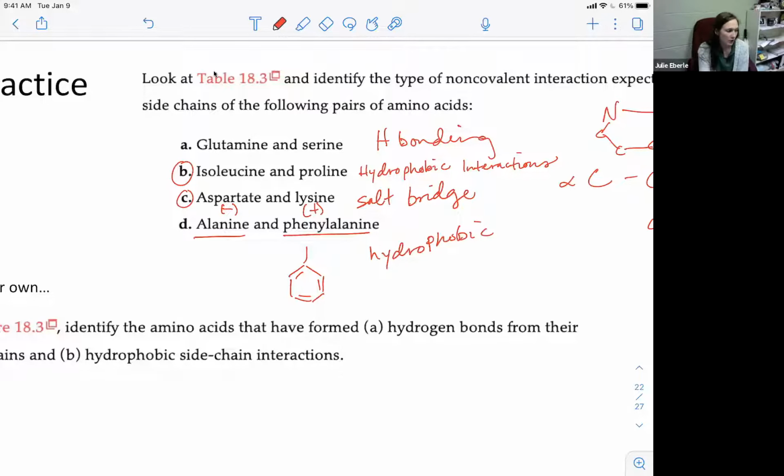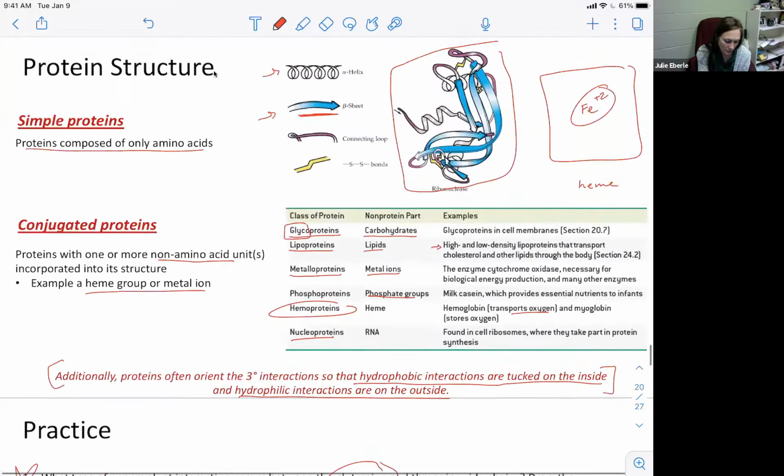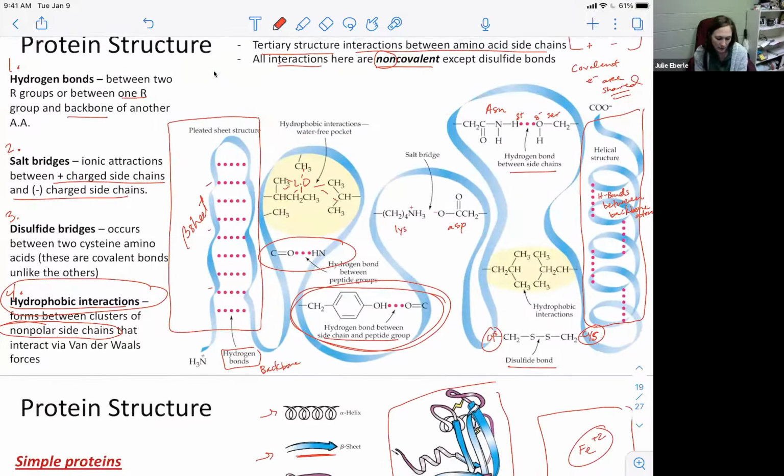So again, if you don't have this sheet or the table, those slides from earlier showing you all the side chains of the amino acids, you're probably wondering how in the world we are coming up with the answers here. You look at those side chains, and then you characterize those interactions as one of these 4 different kinds of interactions from this slide: hydrogen bond, salt bridge, disulfide, or hydrophobic.